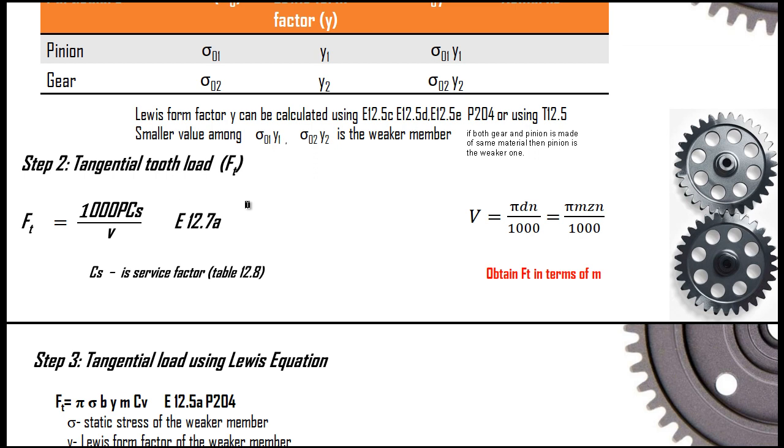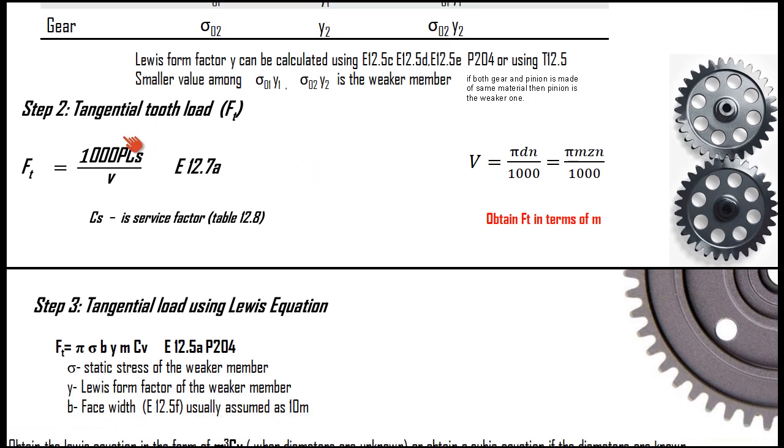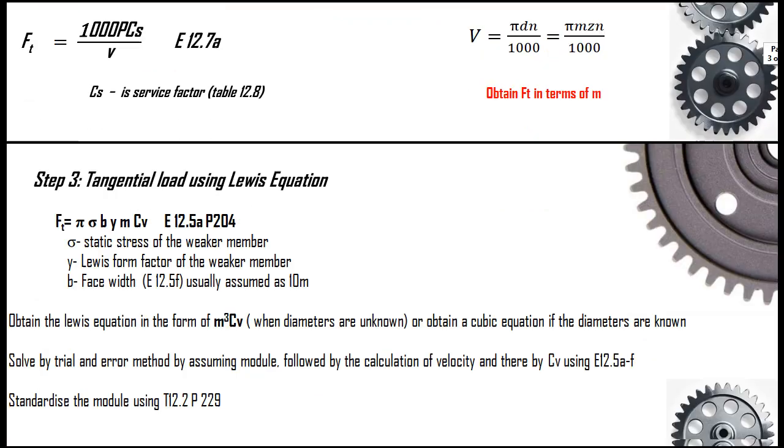Now in step number 2, we have to calculate the tangential tooth load Ft. The equation for tangential tooth load is 1000 P CS divided by V, equation 12.7a. P is the power in kilowatt, obviously that is understood. Now comes CS. CS is a service factor from table 12.8. Now let us go and see what is the service factor given in table 12.8.